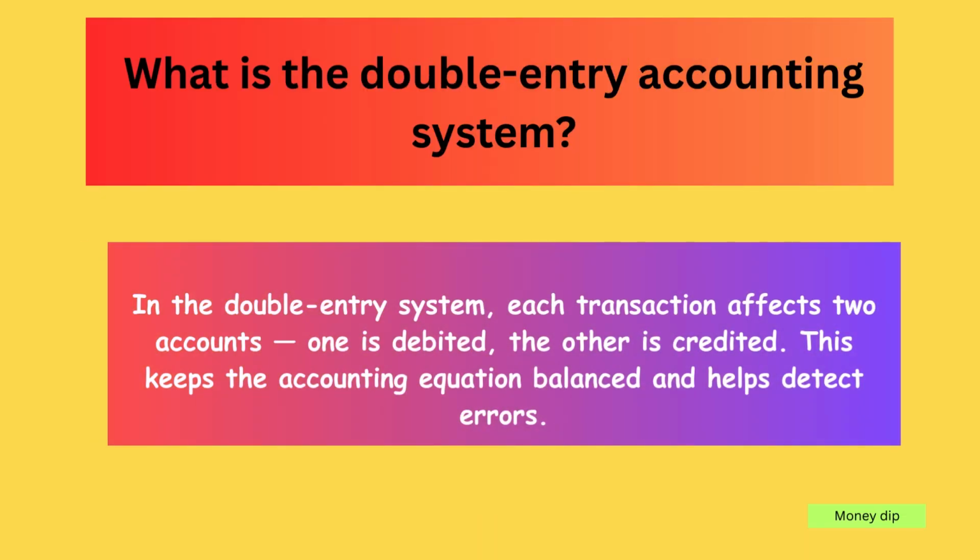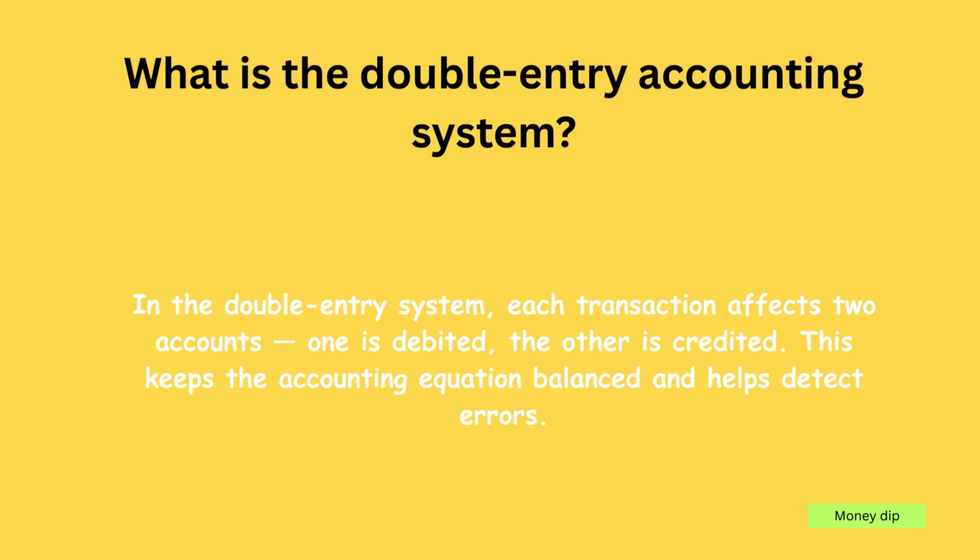What is the double entry accounting system? Answer. In the double entry system, each transaction affects two accounts, one is debited, the other is credited. This keeps the accounting equation balanced and helps detect errors.